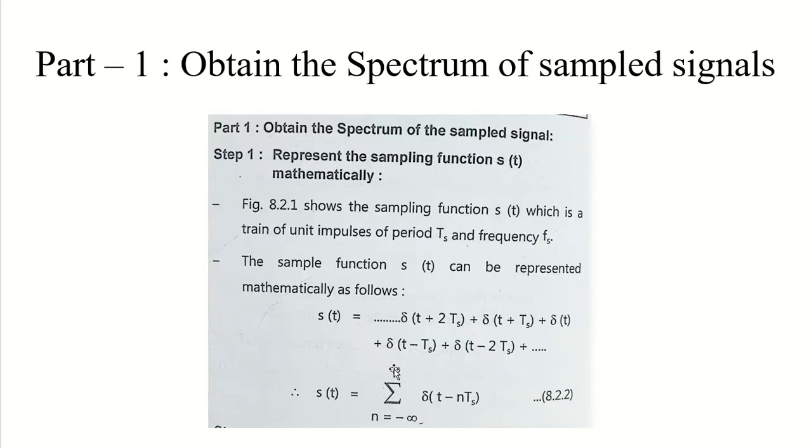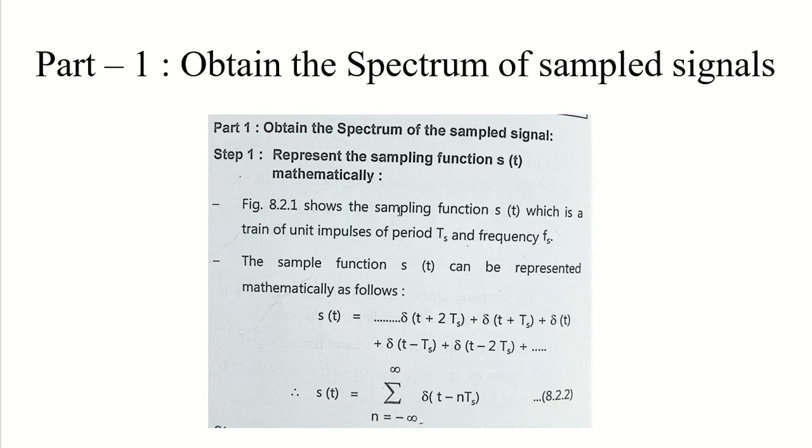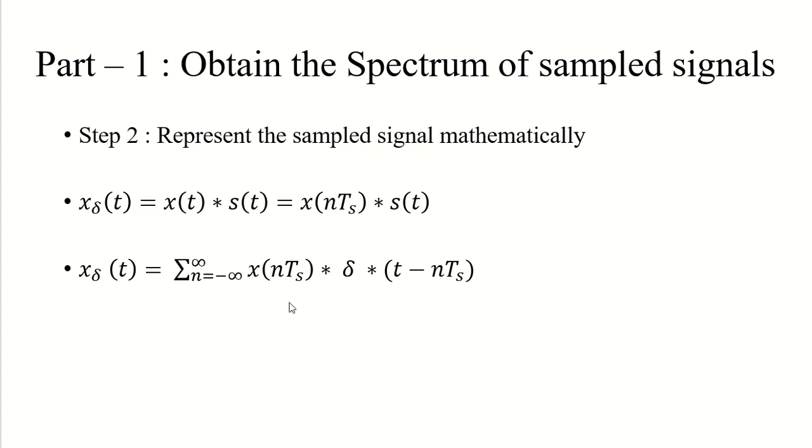Looking at the sampled signal x delta of t, we can say that the sampled signal is obtained by the multiplication of x of t and s of t. Pretty straightforward, right? What is the value of x delta of t? It is basically the multiplication of x of t into s of t, which is x of n Ts into s of t. We know the value of s of t, so if I substitute it here, what will I get? X delta of t will be equal to summation n equals minus infinity to infinity x of n Ts delta of t minus n Ts. I hope it is very much clear. Again, pretty much straightforward, no big tricks here.